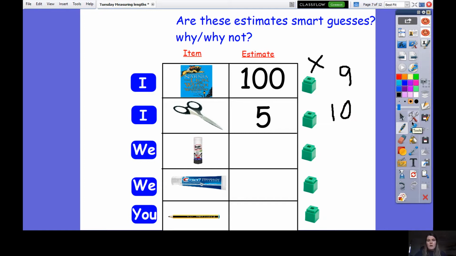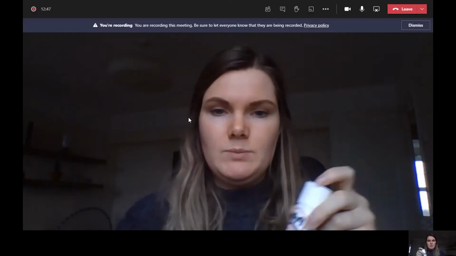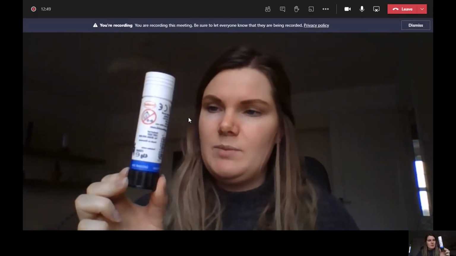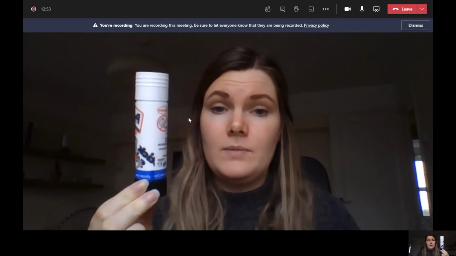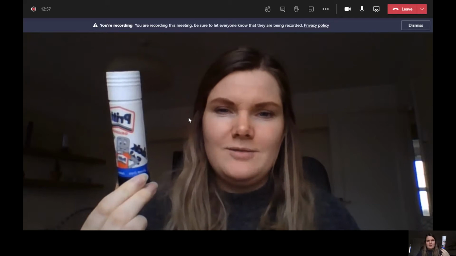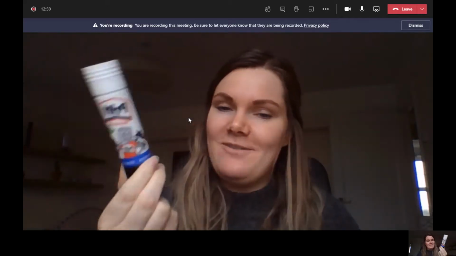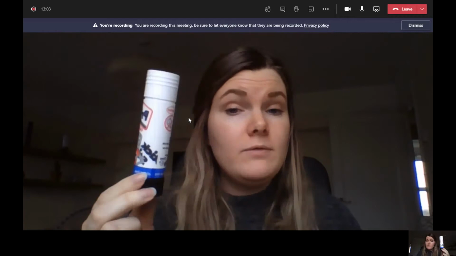Okay. What about a glue stick? Okay, I'm going to get my glue stick for you to see. Here's my glue stick. What do we estimate the glue stick? How many cubes do we think the glue stick might be? 4. Could be 4. 0. It wouldn't be 0 because it's definitely something. Well done. 5. Could be 5.